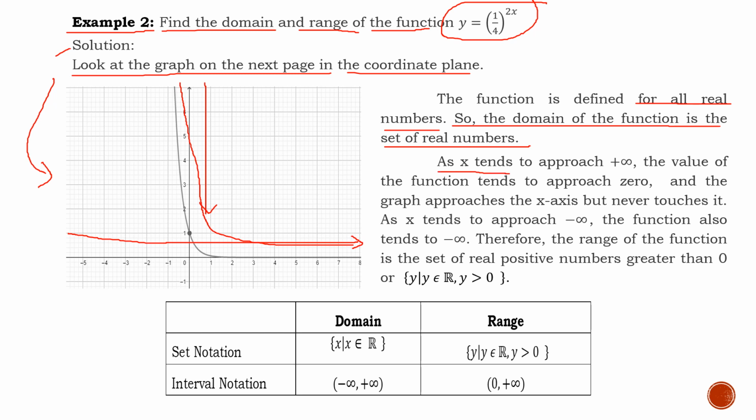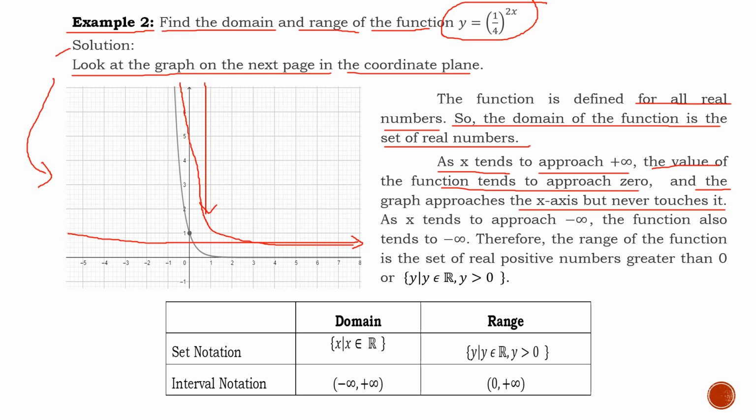As x approaches positive infinity, the value of the function approaches 0, and the graph approaches the x-axis but never touches it. It is the same scenario as your example number 1: the x-axis serves as your horizontal asymptote, meaning there is no point of intersection between the x-axis and your graph. The graph approaches the x-axis but never touches it.